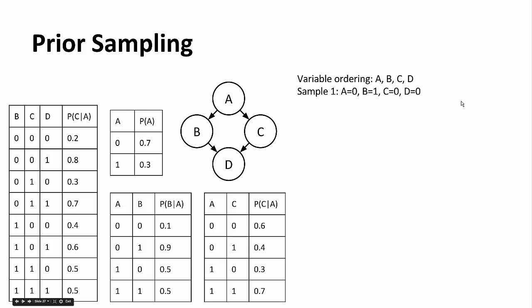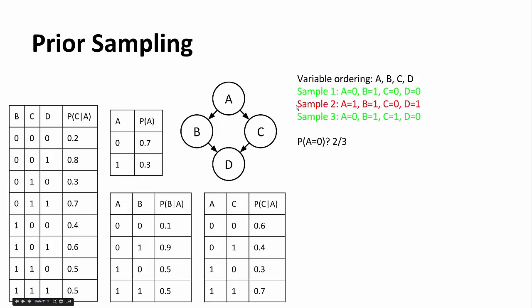If we continue this process a couple of times, we'll generate more samples. Say we generate these 3 samples. How do we go from this to estimating some probability table? Say we want to estimate the probability that A equals 0. The way to do this is very simple. We go through and count the samples where A equals 0 and then divide by the total number of samples.